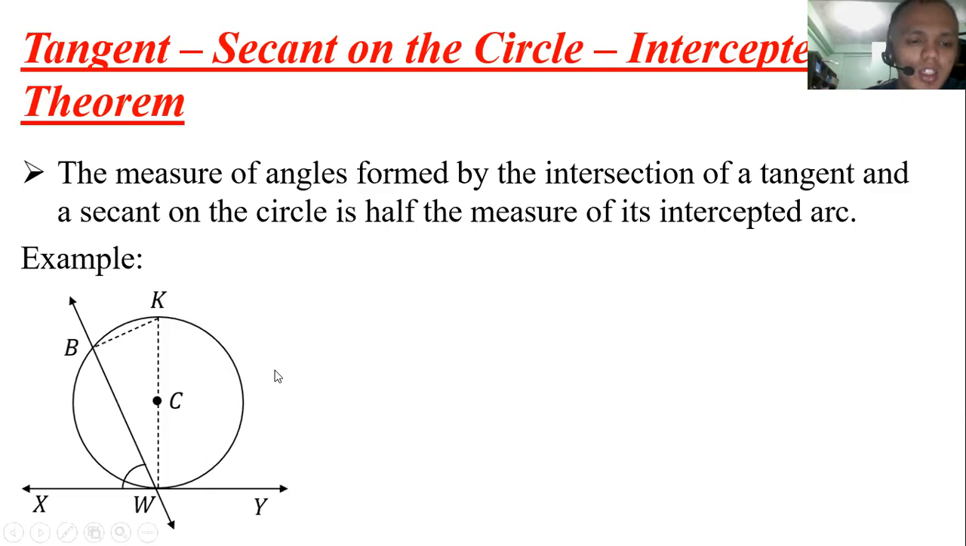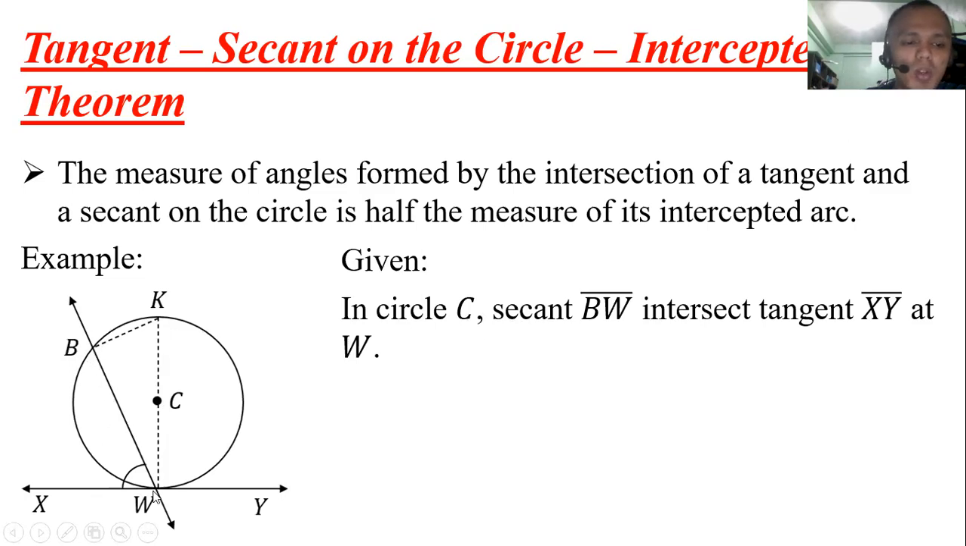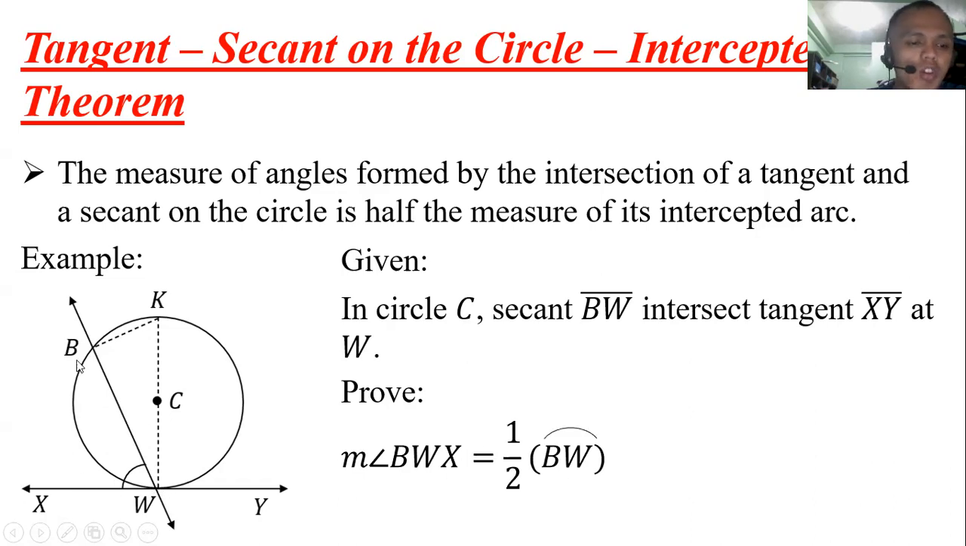Example here, we have circle C. In a circle C, we have secant BW and the tangent XY. Now, in circle C, secant BW intersects tangent XY at W, which is also the point of tangency of circle C and tangent XY. Now, prove that the measure of angle BWX is equal to half of the measure of arc BW. So i-prove natin na yung measure daw ni angle BWX kalahati lang sa degree ng arc BW.